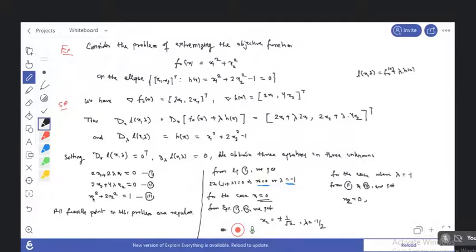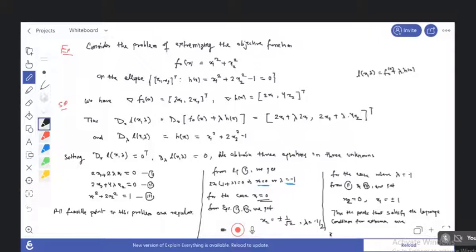And if x2 equals 0, what is the value of x1? So x1 square equals 1, so x1 equals plus or minus 1. So finally, if x1 is 0, then x2 is plus or minus 1 by root 2, and lambda is minus half. If x1 is plus or minus 1, then x2 equals 0. So basically you have found four points that satisfy the Lagrange's condition for extrema. Extrema means maxima and minima both.